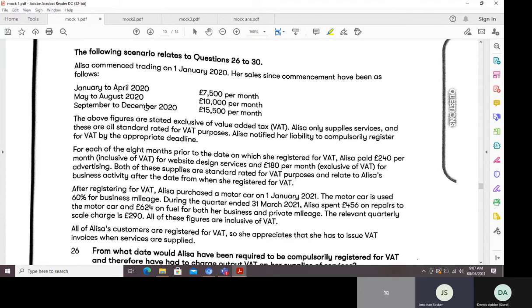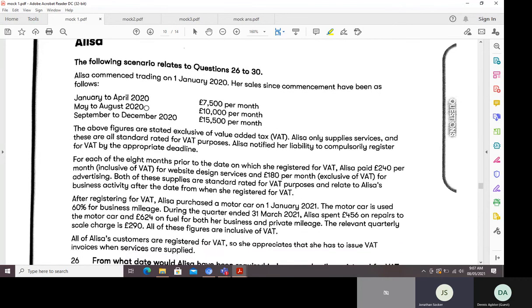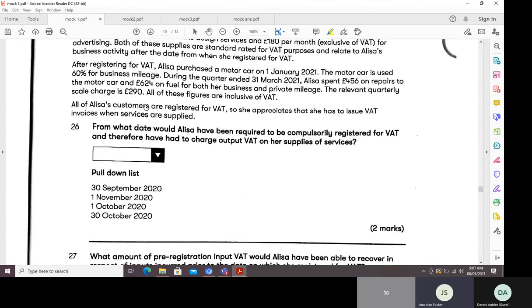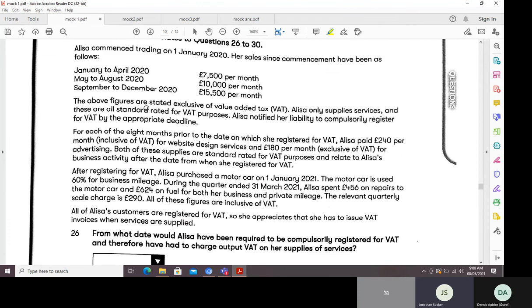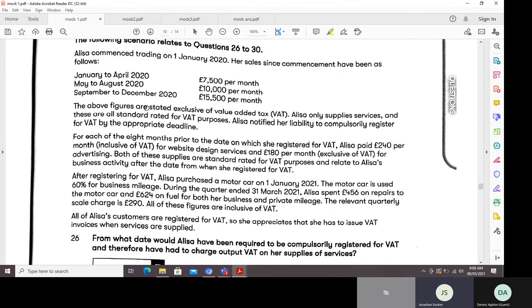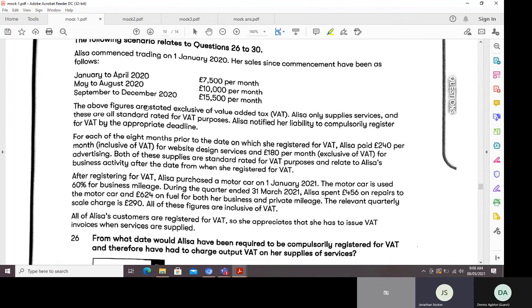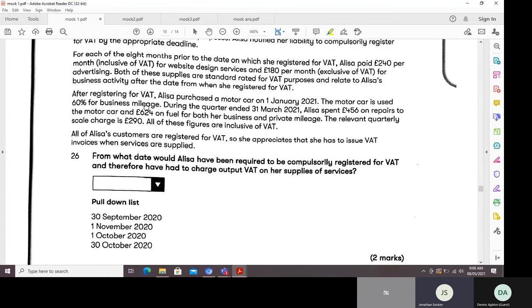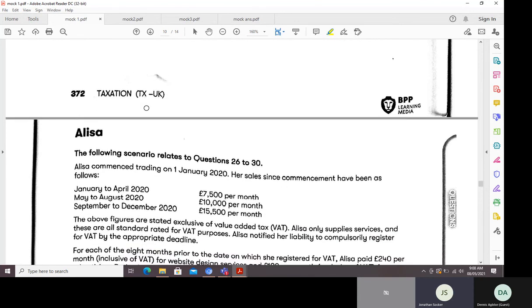So we are going to solve this one, the VAT question here. If I explain and you go to the video, you will recall some of these discussions. Okay, so we are using this case to answer question number 26 to 30.